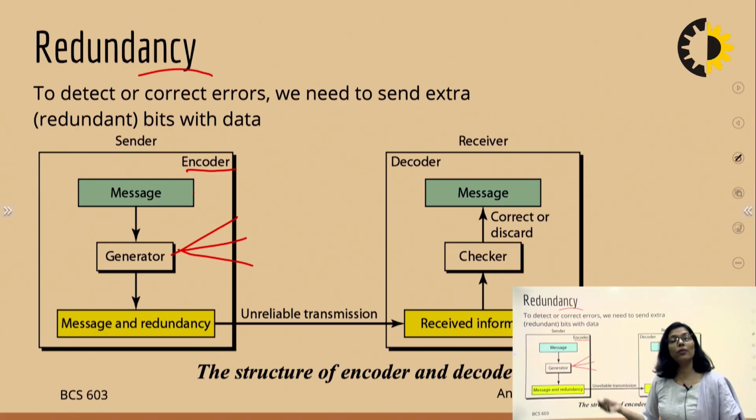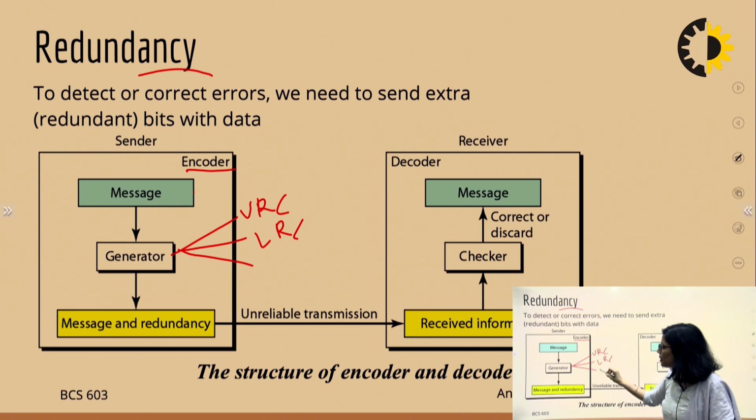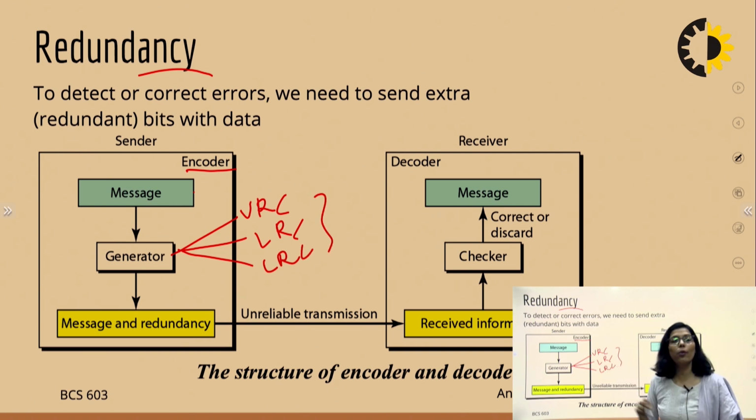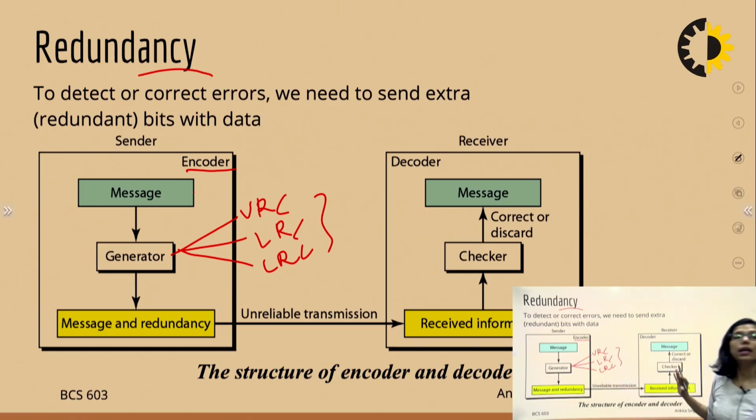The techniques that we are going to study, that is VRC, LRC, CRC, all these are generator techniques. So we are applying these generator techniques on the message, and the result we get is some redundant bits. And then we are sending this message and those redundant bits to the physical layer, which is then transmitted to the transmission medium. Now, with unreliable transmission, what will happen?